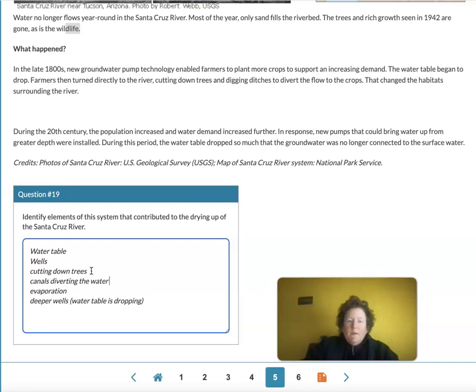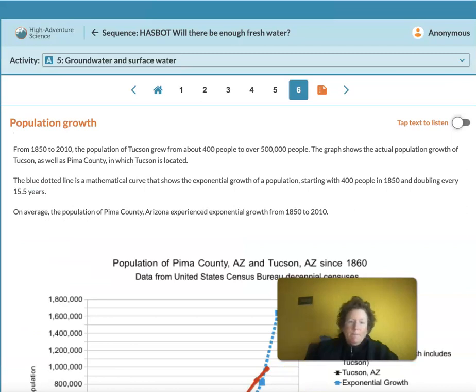So basically, the people surrounding the river were diverting the water, they were pumping the water, and so there wasn't any water left for the Santa Cruz River. You can use the word bank here to develop some sentences that explain what's going on. Let's go to page 6 and finish this up.